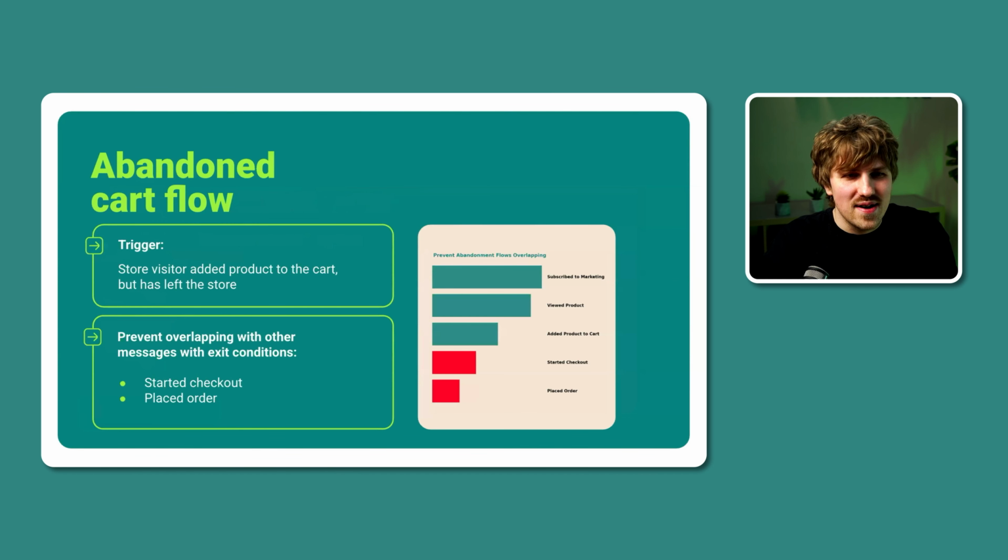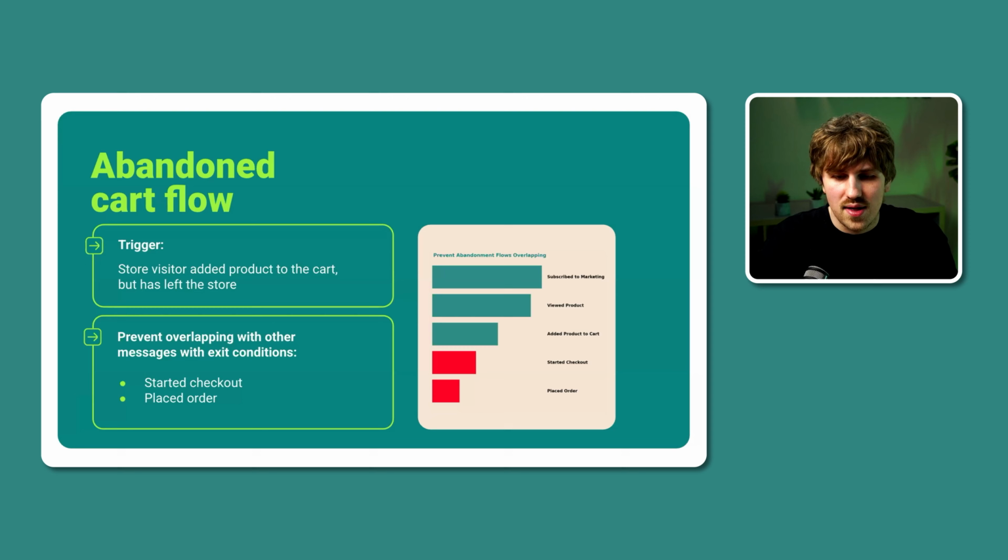And for abandoned cart flow, the trigger is obviously when the product is added to the cart, but the product stays in the cart, and the customer doesn't see it on your website. In the red, I have the exit conditions that you have to add, but these are automatically added by Omnisend if you create the flow through the default flows that we have currently. So you don't have to think about it.